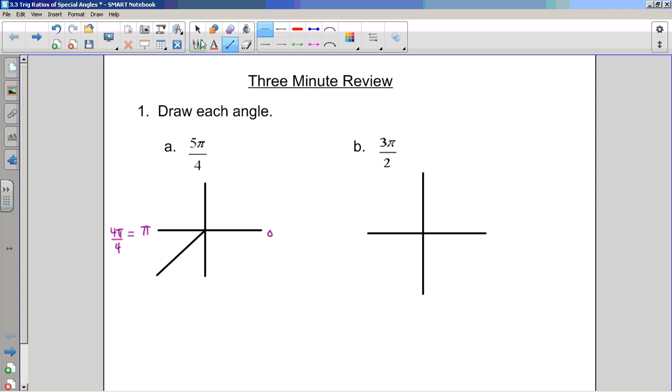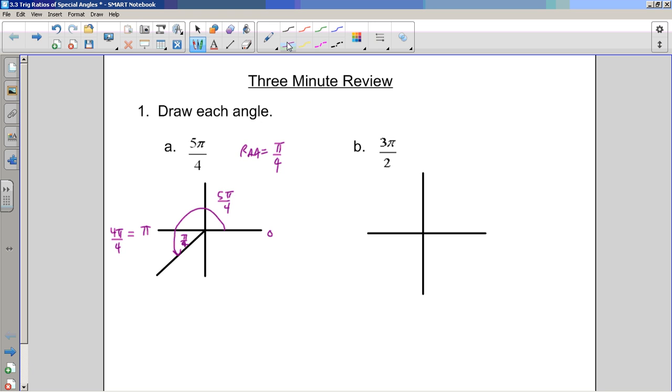And we mentioned yesterday, one of the advantages of radian mode is that I can see the related angle really quick here. The related acute angle is pi over 4, and so this little bit that's extra is pi over 4, and there's 4 pi over 4, 5 pi over 4. So there's 5 pi over 4.